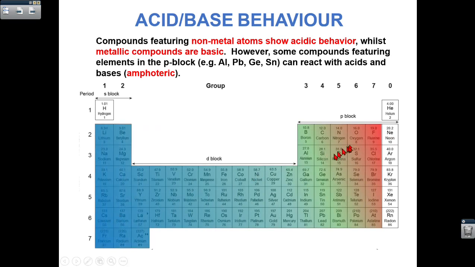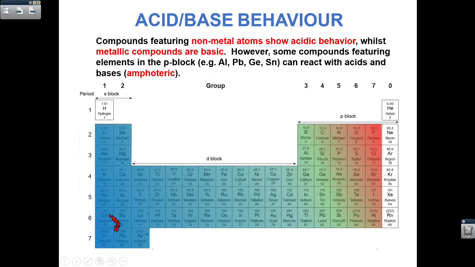So examples to keep in mind here would be chlorine, which forms hydrochloric acid, one of the most commonly used of all acids in the laboratory. Sulfur forms sulfur dioxide, which is the compound responsible for acid rain. Another example here might be carbon dioxide dissolving in water to give us a weakly acidic solution of carbonic acid. So all the compounds that are formed by the elements in this top right-hand corner tend to be acidic.